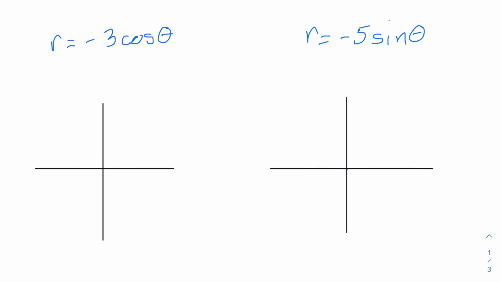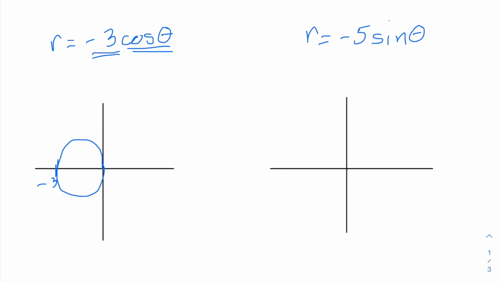So, negative 3 cosine theta. Cosine means we're on our horizontal axis. Negative 3 means we're pointing to the left. So that's going to extend from the origin out to the left, and it's going to have a diameter of 3. So the endpoint of that diameter would be at (negative 3, 0) for that circle.